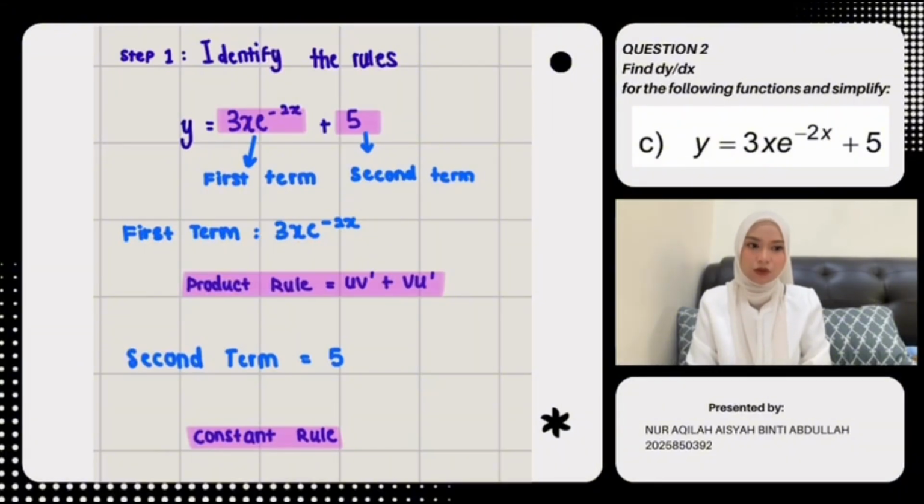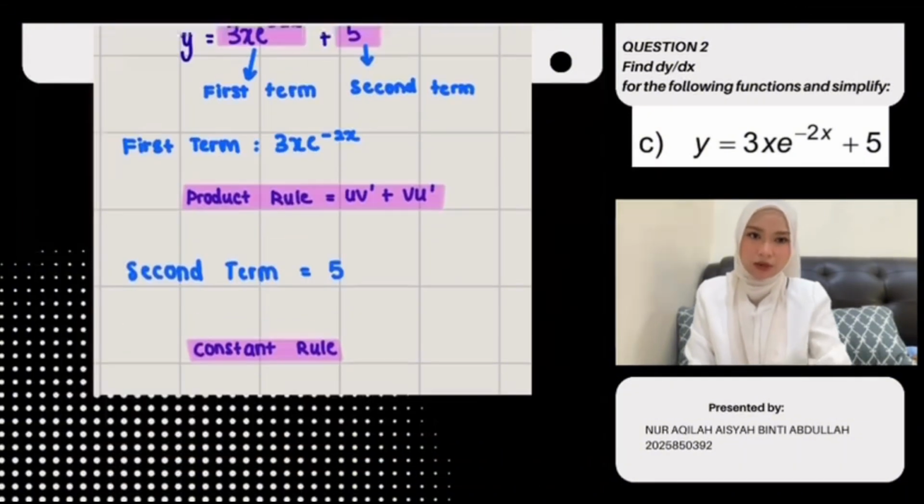For the first term we need to use product rule because it is a combination of two functions, which are 3x and e to the power of negative 2x. So the formula of product rule is u v prime plus v u prime. Meanwhile, the second term is 5. 5 is a constant number, so we need to use constant rule, which is whatever number, when we differentiate it, it's going to be 0.